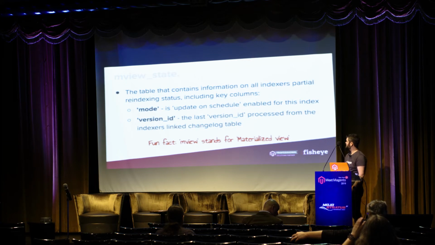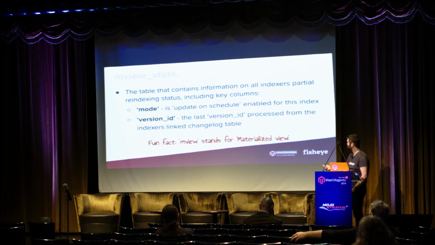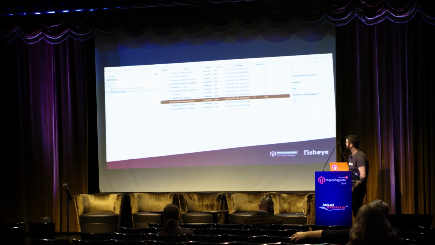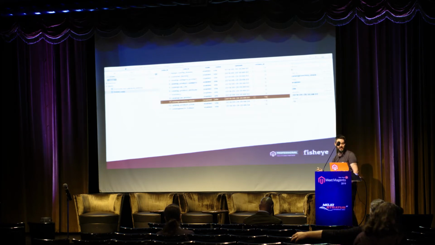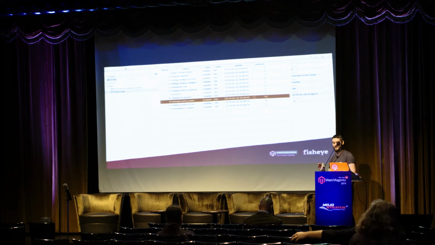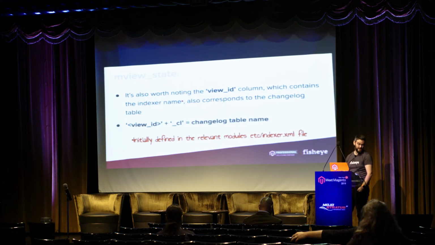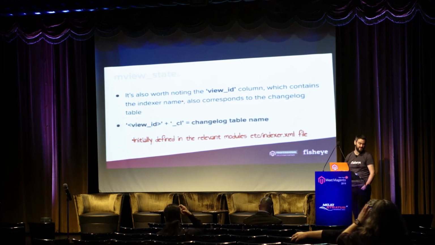Finally, we've got mview_state. This is a table that manages the whole of update on schedule in its entirety. I'll just switch to it. It contains all the different indexes, and a mode column that says enabled or disabled, as to whether it's using update on save or update on schedule. The other key column at the end is the version ID. This has the value of the last version from the changelog table that's been reindexed, basically. And again, there's just another reference to the changelog table name.